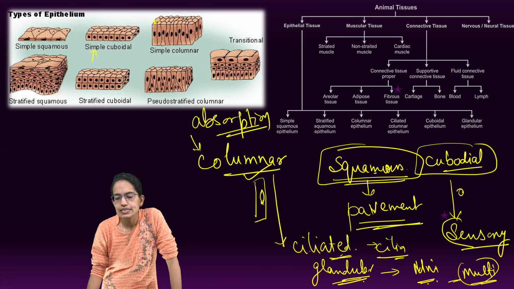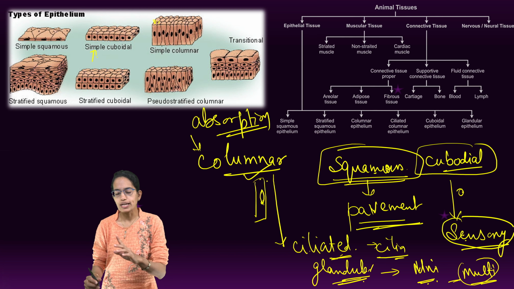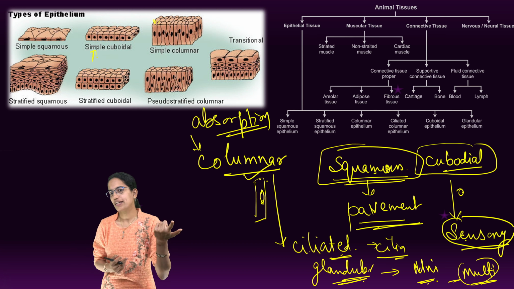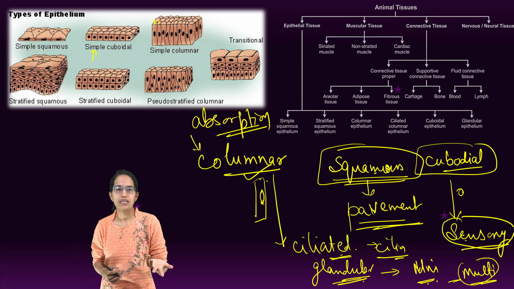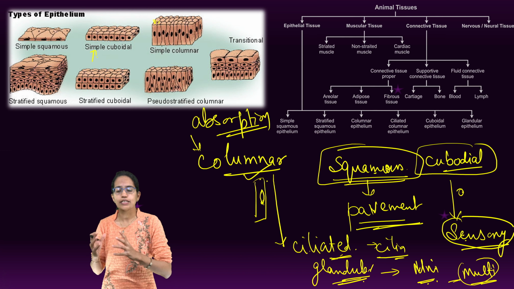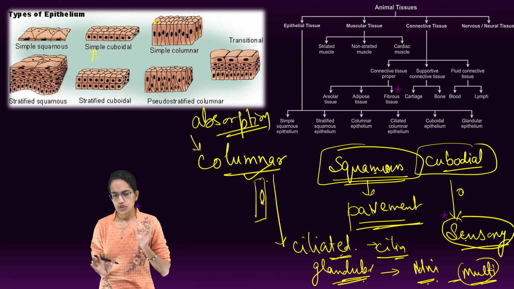The next is sensory columnar. Sensory columnar are ones which have a free sensory end, and now since they have a free sensory end, they would be present on the sense organs, as simple as that. That means taste buds, olfactory sense in the nose. So there is where you have the sensory columnar epithelium present.